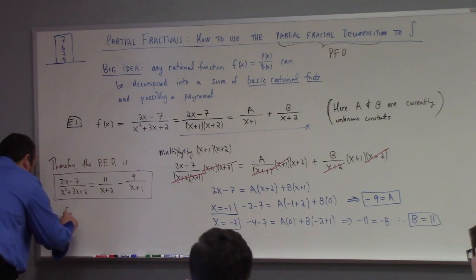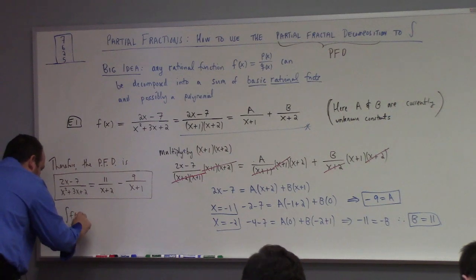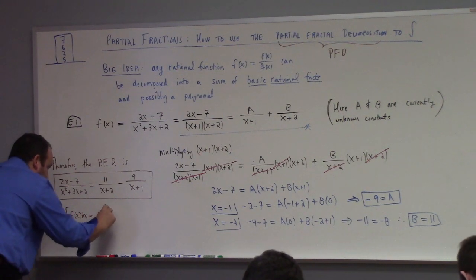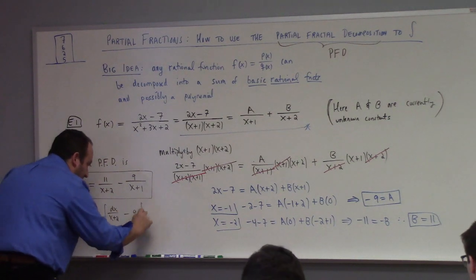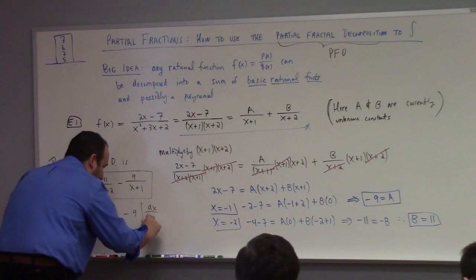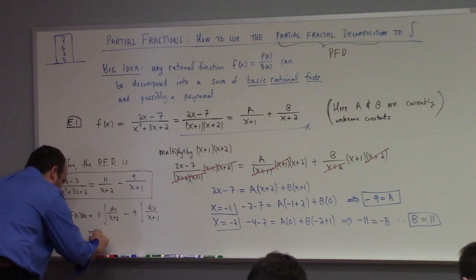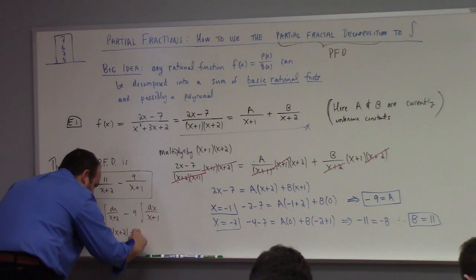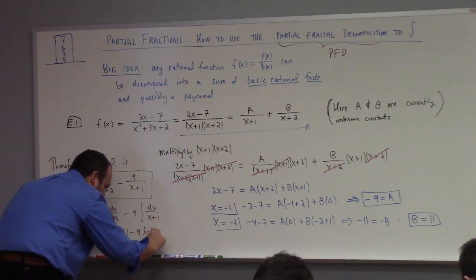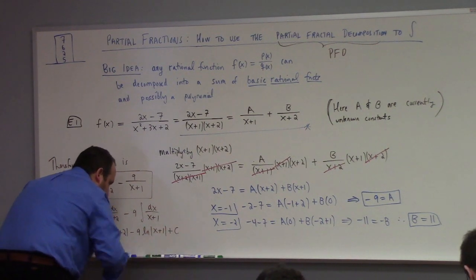You can see that the integral of f of x dx here is equal to 11 times the integral of dx over x plus 2 minus 9 times the integral of dx over x plus 1, which of course is 11 natural log of the absolute value of x plus 2 minus 9 natural log of the absolute value of x plus 1 plus a constant. And there you go.